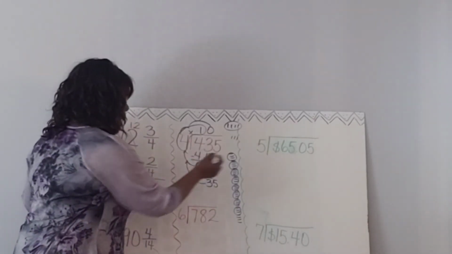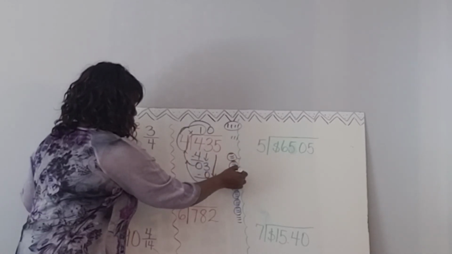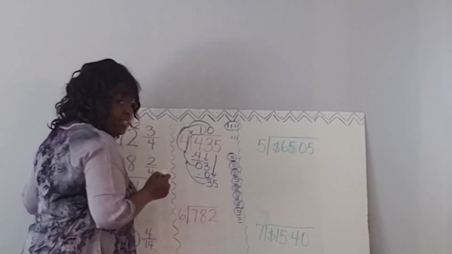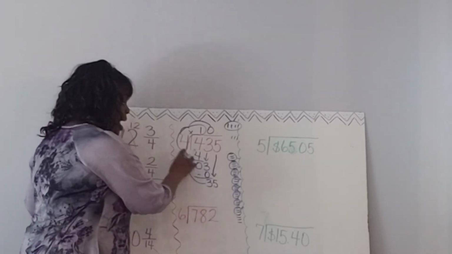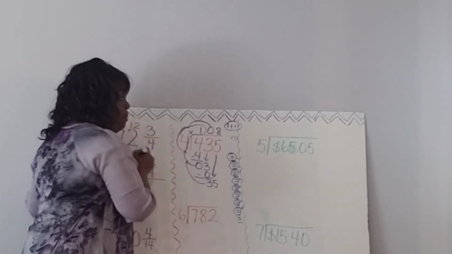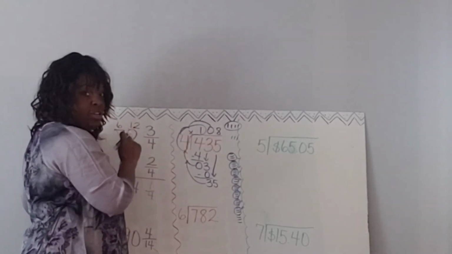Okay? And then I count my circles. 1, 2, 3, 4, 5, 6, 7, 8 circles. That means how many 4s are in 35? There are 8. And I put my 8. My answer always goes on the top.